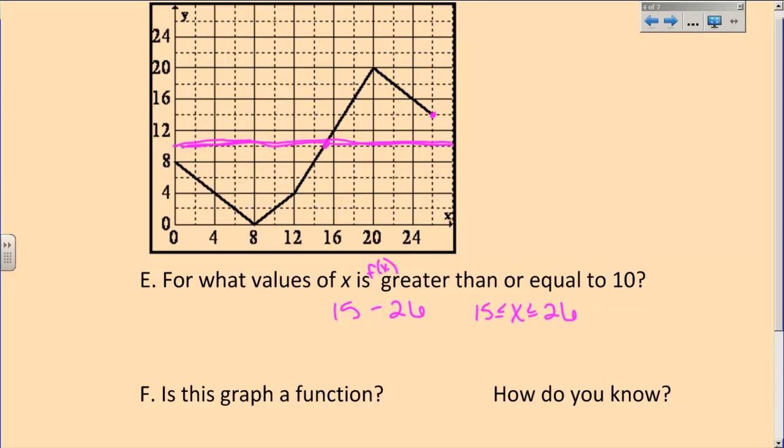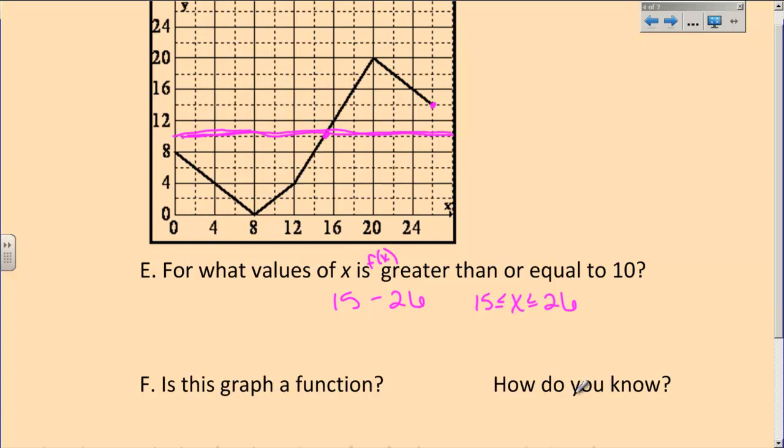Now the next question is, is this graph a function? This goes back to what we did on Tuesday in class. If you think about your vertical line test, you can go with your vertical line across this and you will see it never crosses through here more than once. So yes, this is a function. Passes the vertical line test is what I would say.